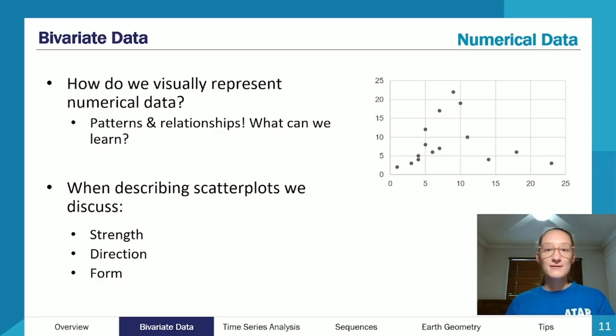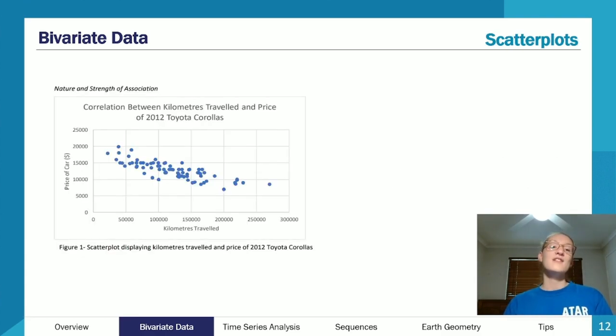And when we have this type of data, you'll probably be familiar with these terms as well. The kind of things we discuss are the strength, direction, and form. I want you to have a quick think now about what those terms might refer to. See if you can recall that in your mind. So here's another example of a scatter plot. This is exploring the correlation between the kilometers travelled by 2012 Toyota Corollas and the price of a bunch of 2012 Toyota Corollas.